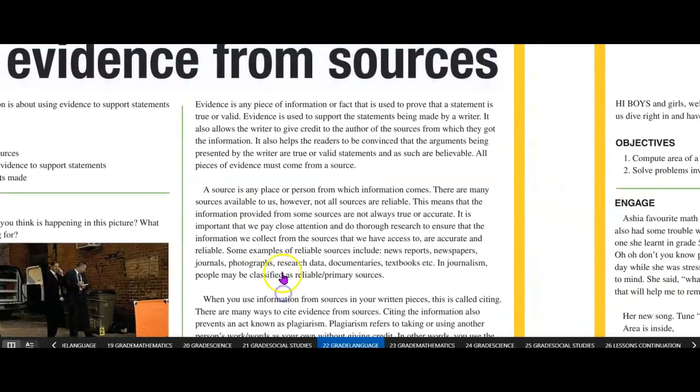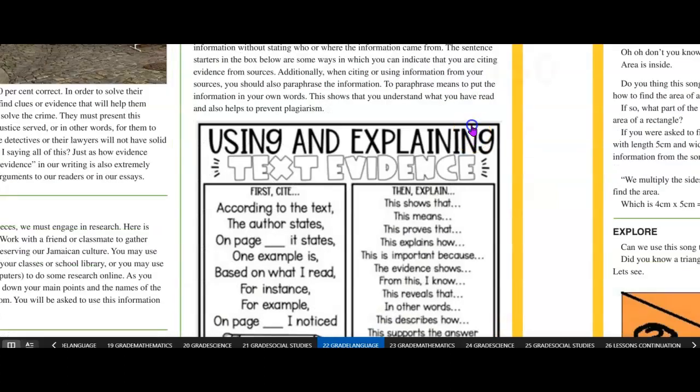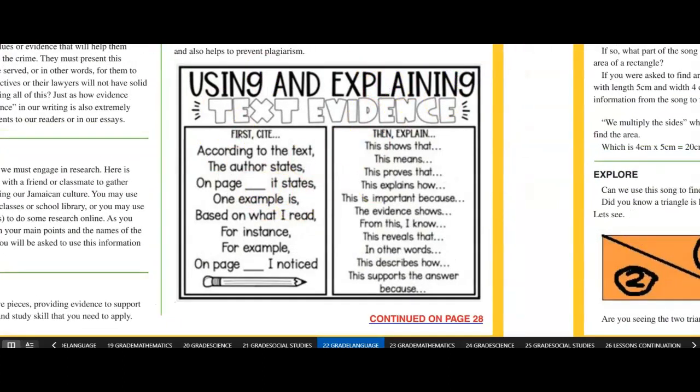I want to go back to a few sections here. This is what evidence is. This is what a source is, why it's important. And remember this table here that shows how we can use and explain text evidence.